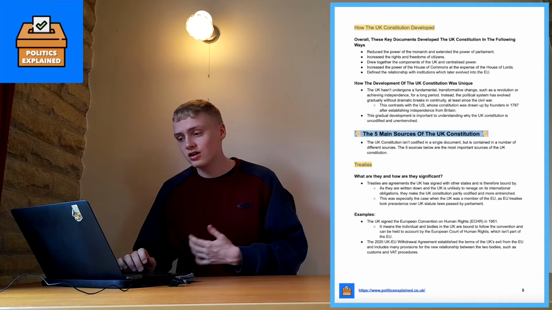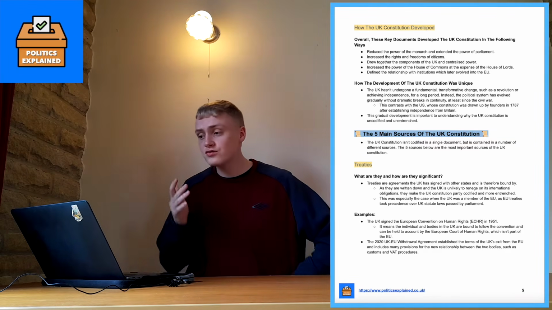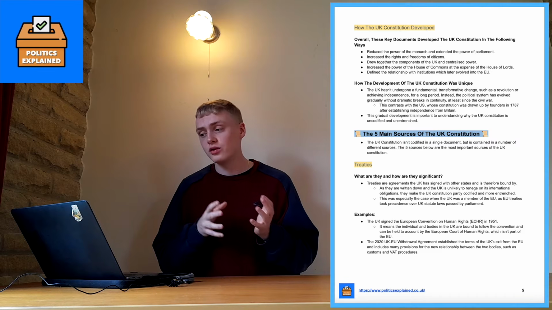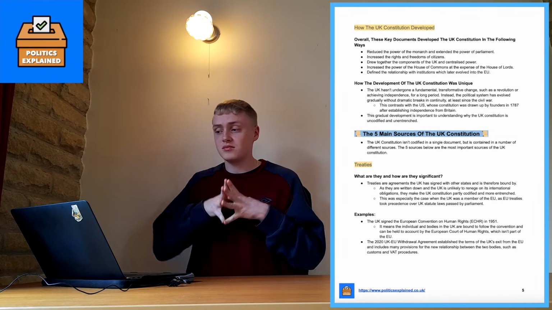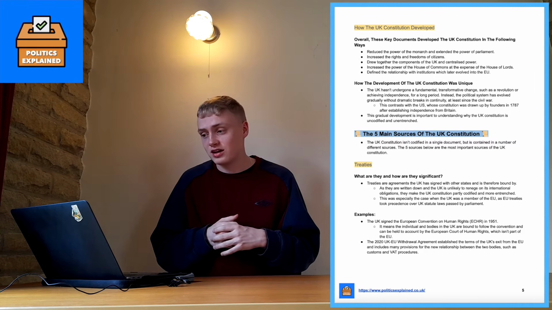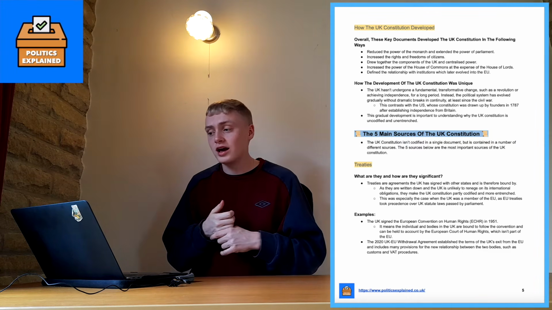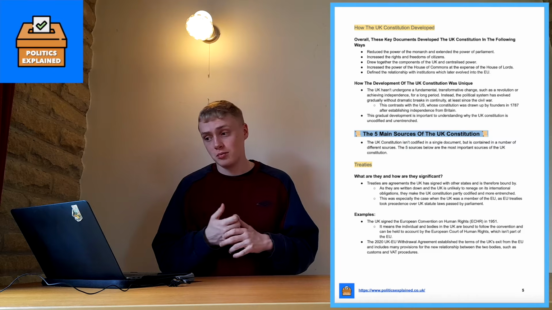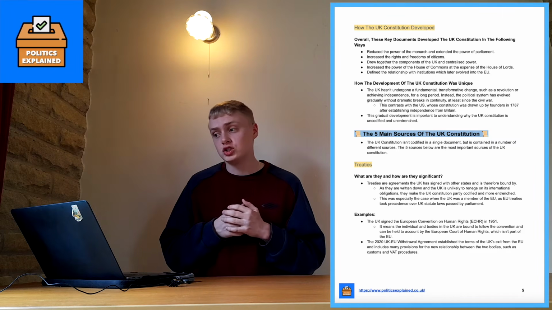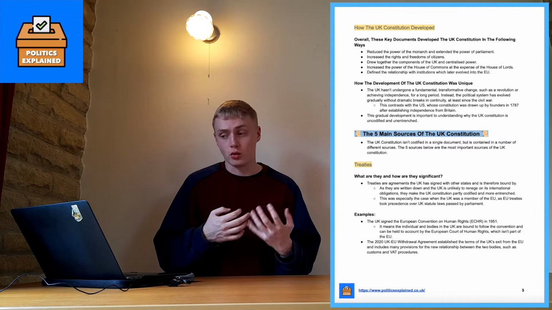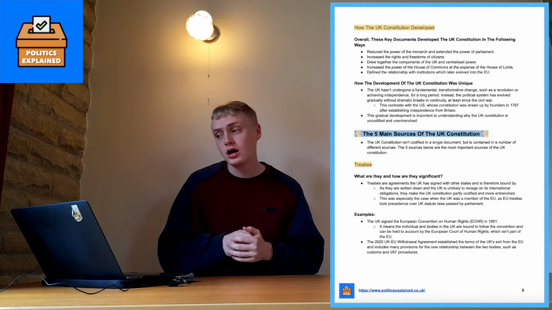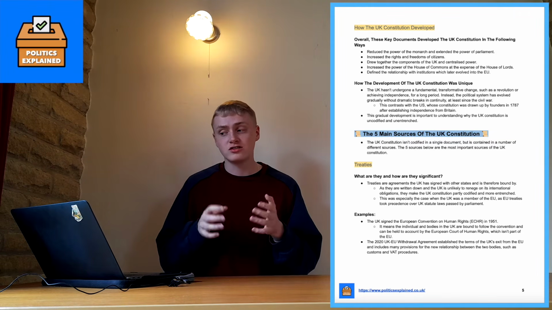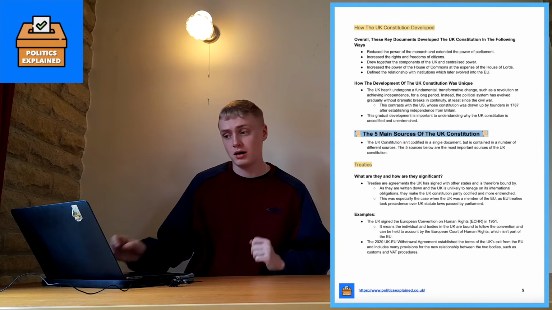The first one of these I'm going to look at is treaties. Treaties are agreements that the UK has signed with other states, and is therefore bound by. They're bound to follow international law. As they're written down and the UK is unlikely to renege on its international obligations, they make the UK constitution partly codified and more entrenched. This was especially the case when the UK was a member of the EU, as EU treaties took precedence over UK statute laws passed by Parliament.